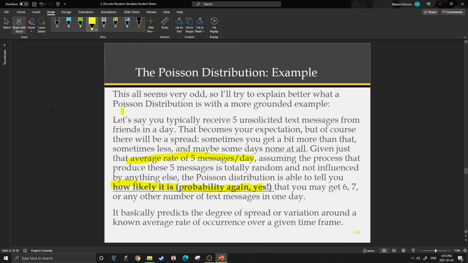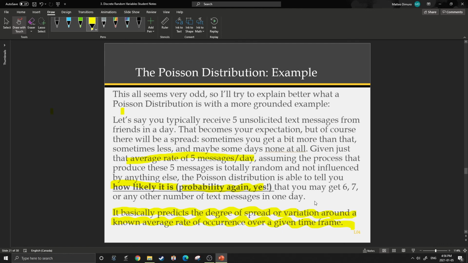So the Poisson distribution basically predicts the degree of spread or variation around a known average rate of occurrence over a given time frame. So like I said, you sort of have this giveaway that it's a Poisson distribution, because it's going to be talking about a time frame. 5 messages per day.